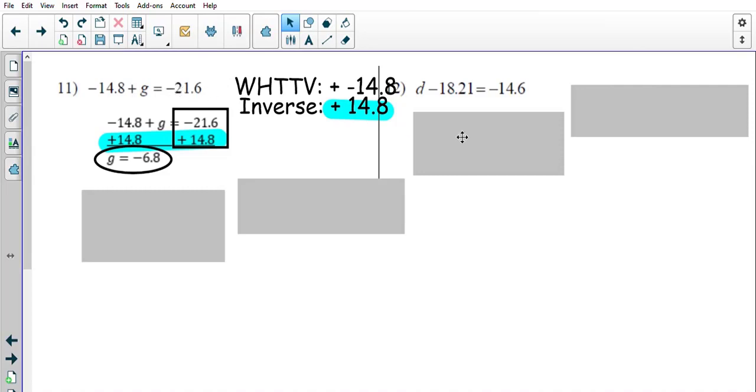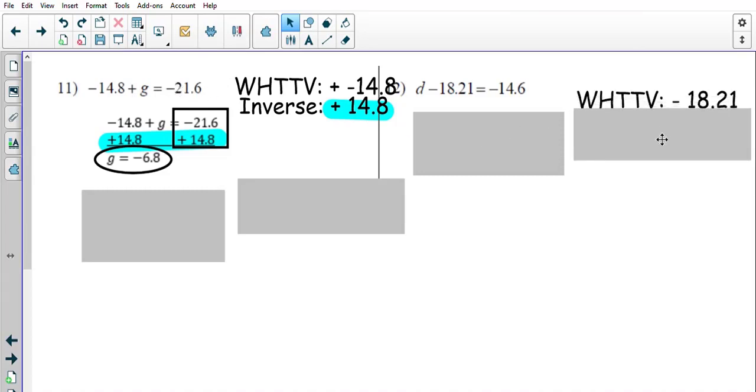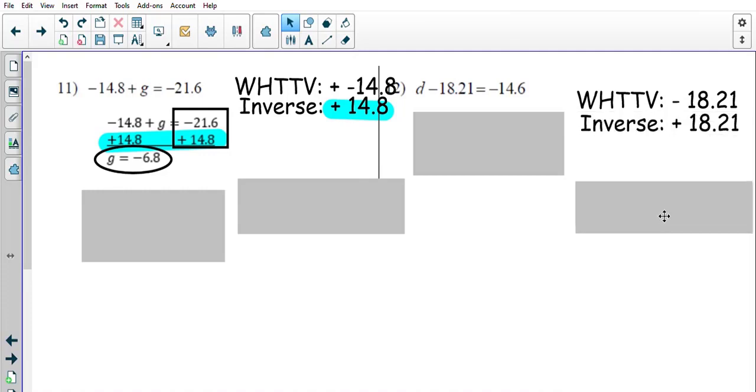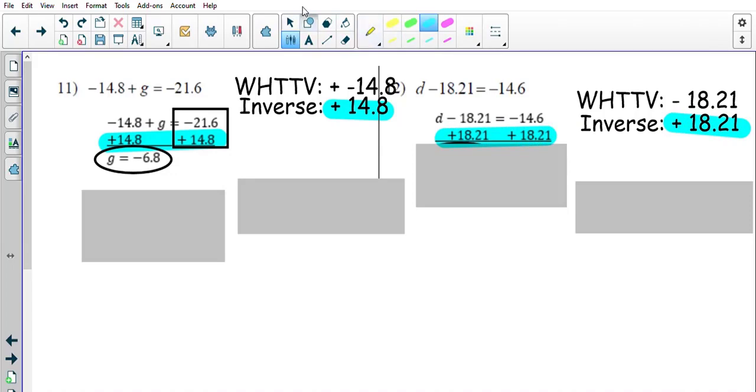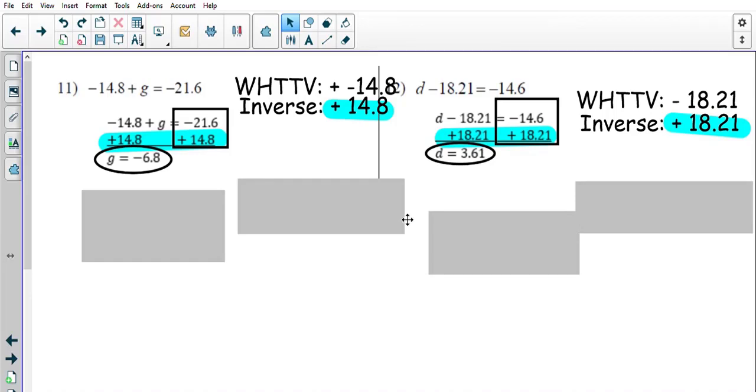Number 12. What's happening to the variable is we're subtracting 18.21. The inverse is to add 18.21. So let's show that once on each side of our equation, on the left and on the right. On the left, everything's going to cancel out except for the d. In your calculators, plug in negative 14.6 plus 18.21. These are especially important to double check in your calculators. You should get a solution of d equals 3.61.